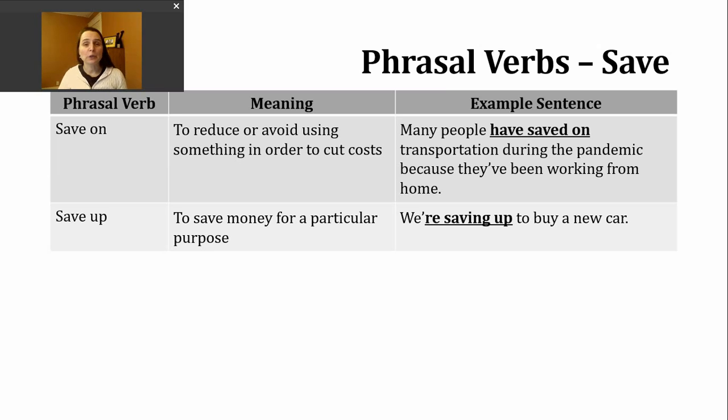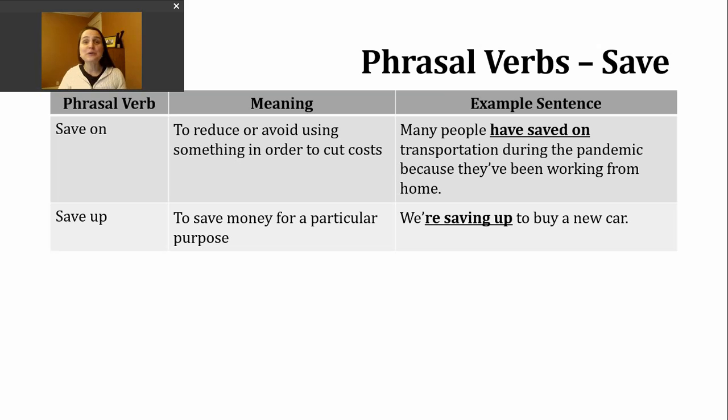The first one we'll look at is the phrasal verb save on. Its meaning is to reduce or avoid using something in order to cut costs or reduce costs. Let's take a look at an example sentence. Many people have saved on transportation during the pandemic because they've been working from home.